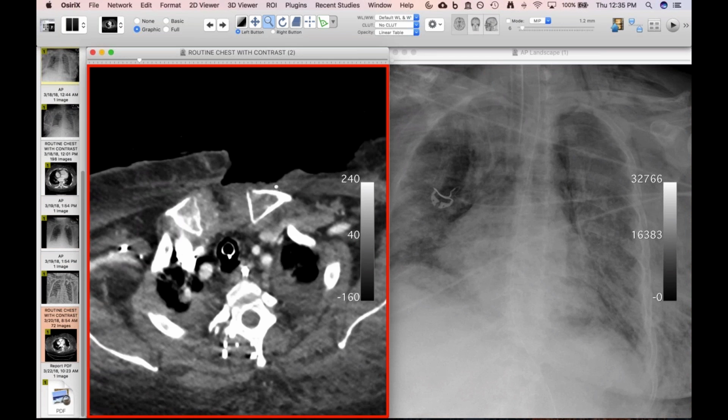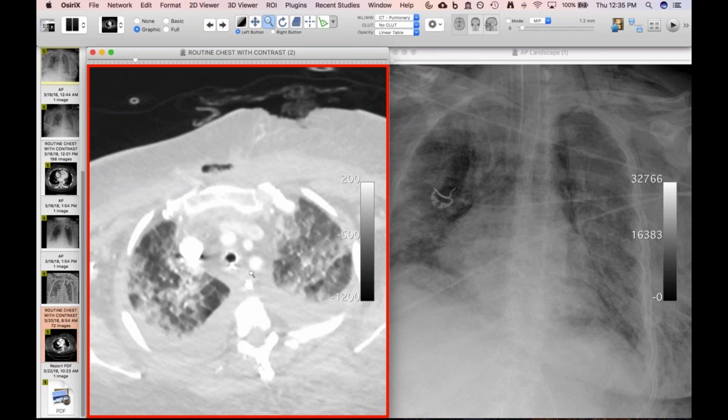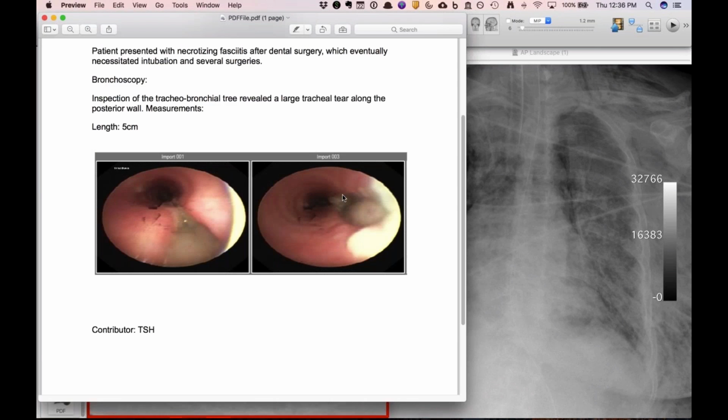And you can see here that even on this one, when the balloon is deflated more, there definitely looks like there's a tear. And so they went and bronched her and they did confirm that there was about a 5 centimeter long linear tear in the posterior membrane. Not exactly sure what this angle is, and these are the best pictures the bronchoscopist could get. But they're actually going to let this try to heal on its own because there was some of this granulation tissue here, and they've since trached her.